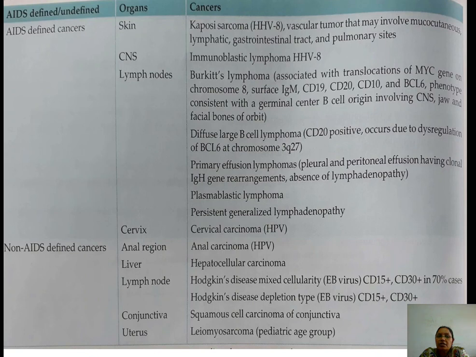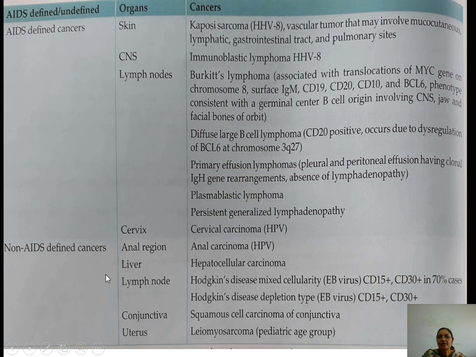So the tumors in the AIDS patients are categorized into two categories: AIDS-defining cancers and non-AIDS-defining cancers. AIDS-defining cancers are the cancers of the skin, CNS, lymph node and cervix. In the skin there is Kaposi sarcoma, caused by HHV8; CNS immunoblastic lymphoma. In the lymph node, Burkitt's lymphoma, diffuse large B-cell lymphoma, that is DLBCL, primary effusion lymphoma, plasmablastic lymphoma, etc., caused by the Epstein-Barr virus. Then in the cervix there is cervical squamous cell carcinoma caused by HPV.